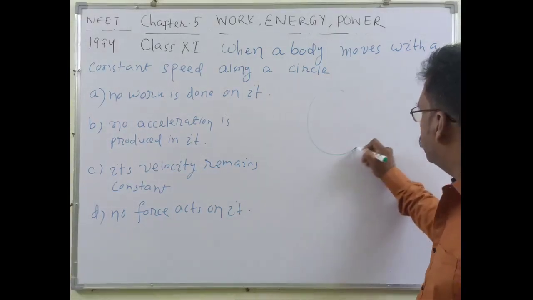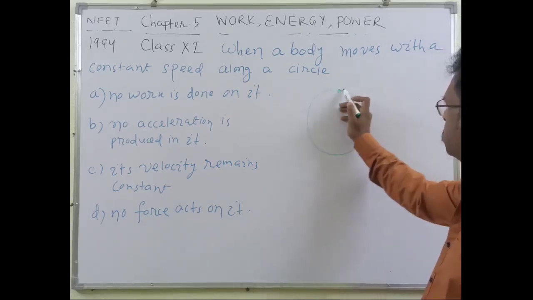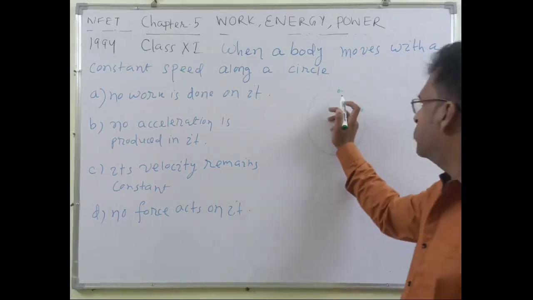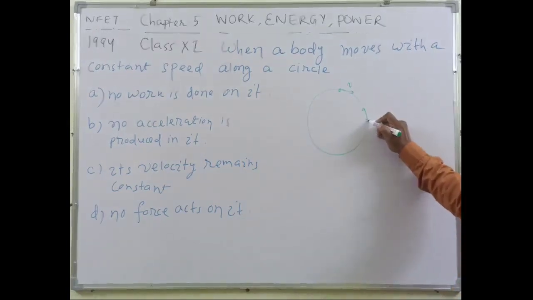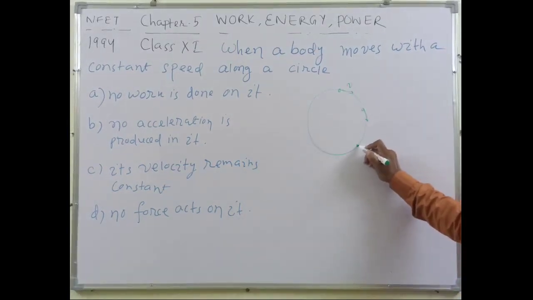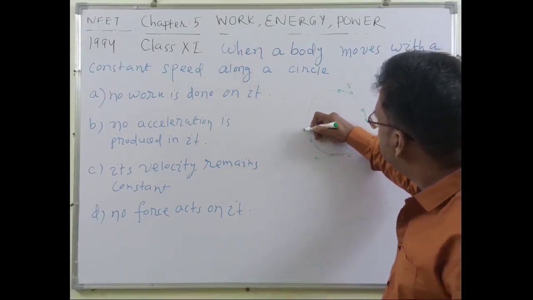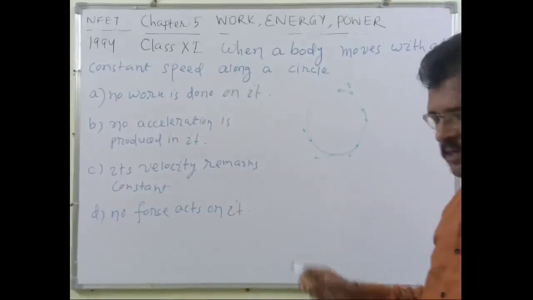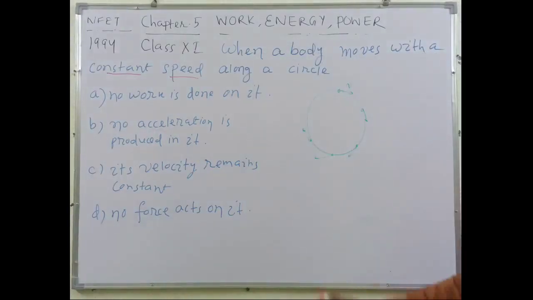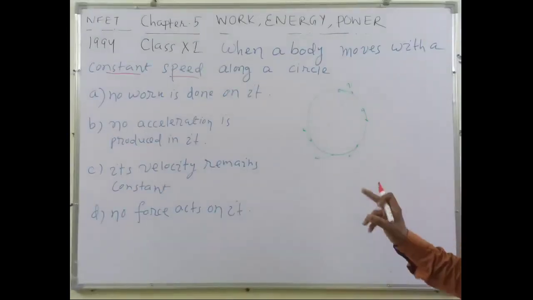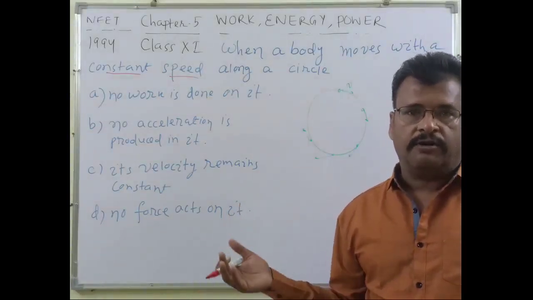Suppose a body is moving along a circle. Suppose this is the body. Suppose at this time the body is here. Then the velocity is directed like this, in this direction. Its magnitude may be constant because it is given that it travels with constant speed. It rotates with constant speed, which means the magnitude of the velocity, called the speed, is constant.